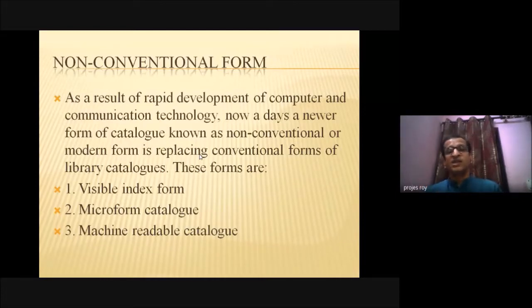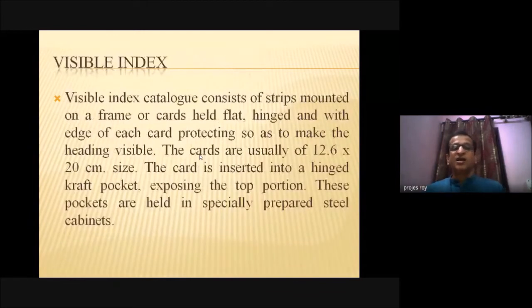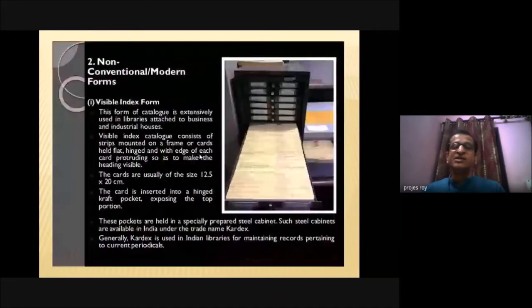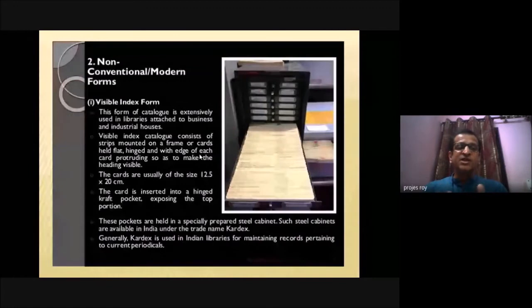Here you can see visible index. Visible index catalog consists of strips mounted on a frame or card, held flat, hinged with the edge of each card, projecting so as to make the heading visible. You can see here, this is a non-conventional visible index. This form of catalog is extensively used in the libraries attached to business and industrial houses.